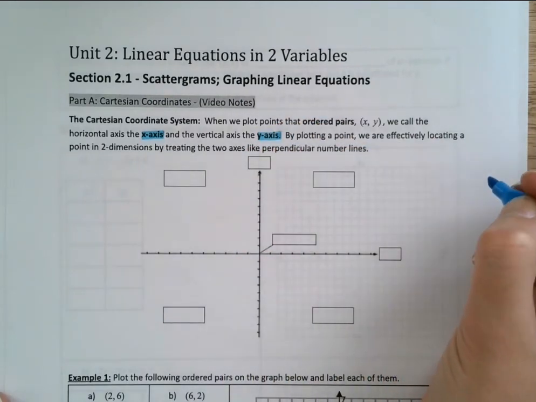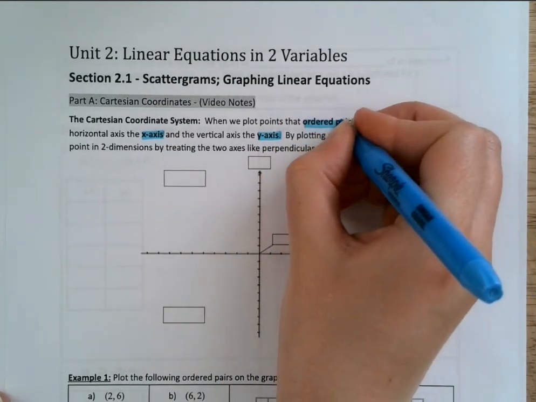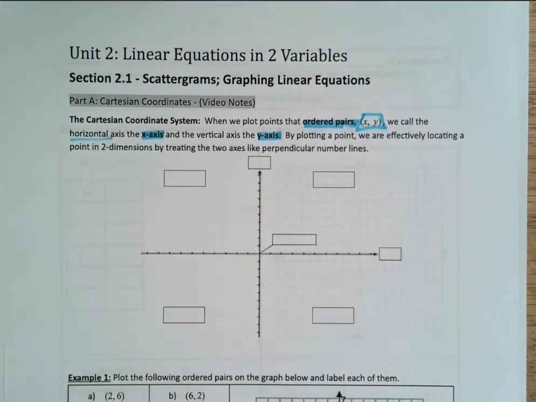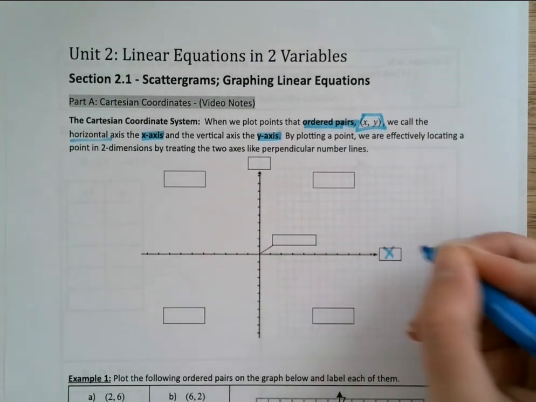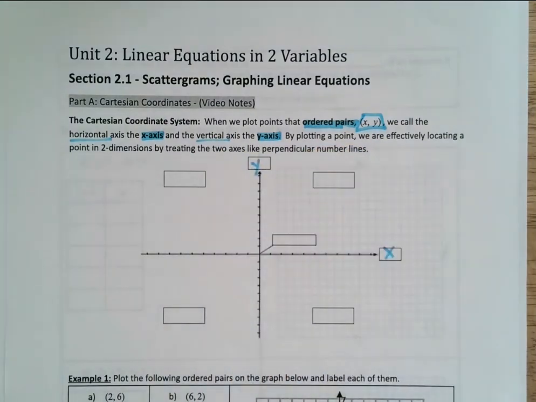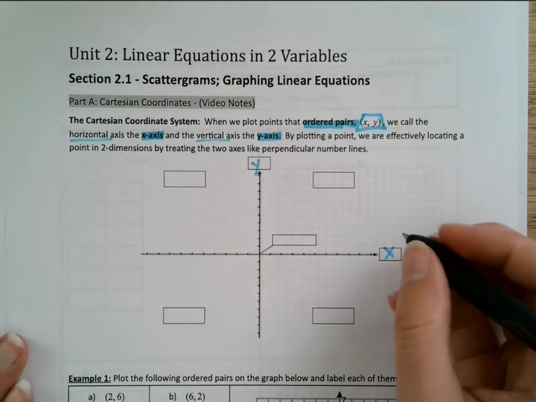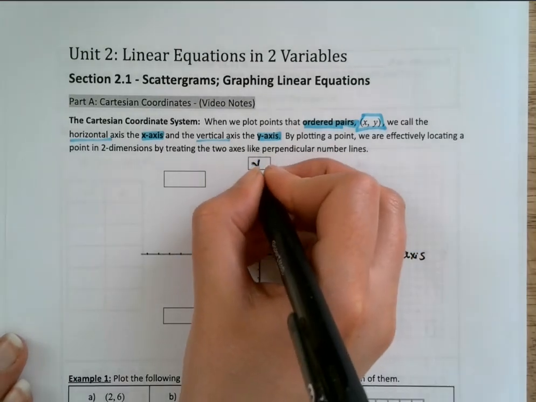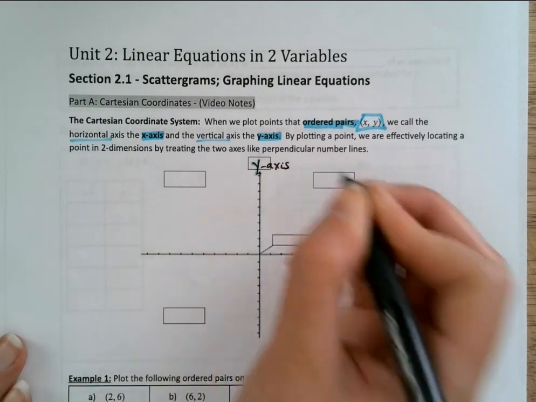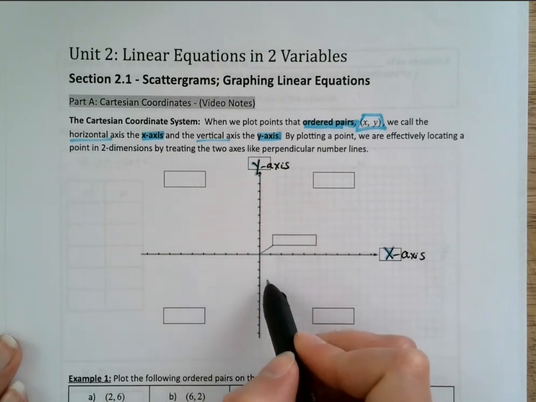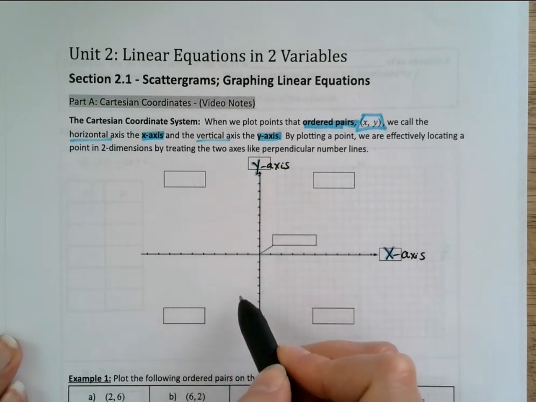Okay. When we graph on this Cartesian grid, we use ordered pairs that are ordered x, y. So the horizontal axis is going to be the x-axis, and the vertical axis is going to be the y-axis. So we're plotting in 2 dimensions, treating this as 2 perpendicular number lines. So I'm going to rewrite that in pen right here. We have our x-axis and our y-axis.